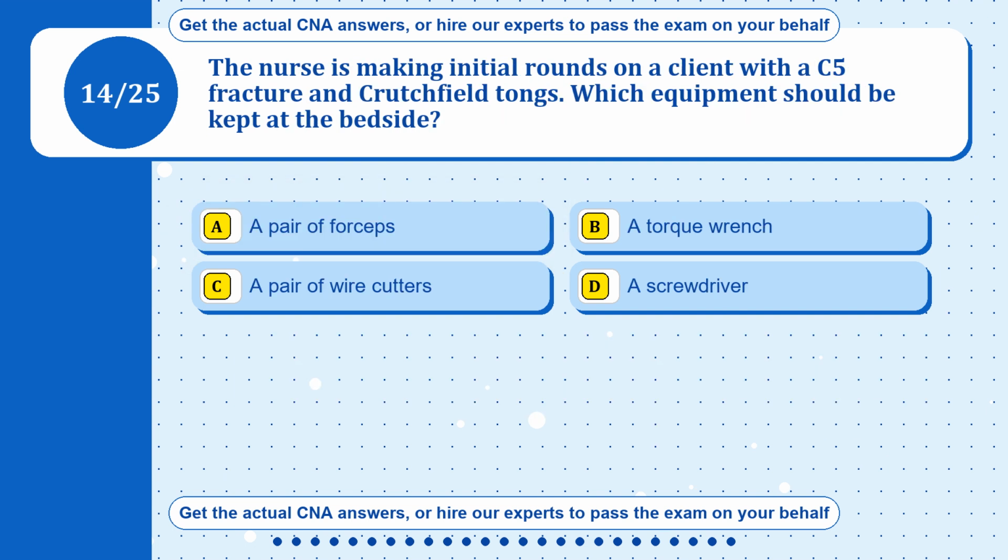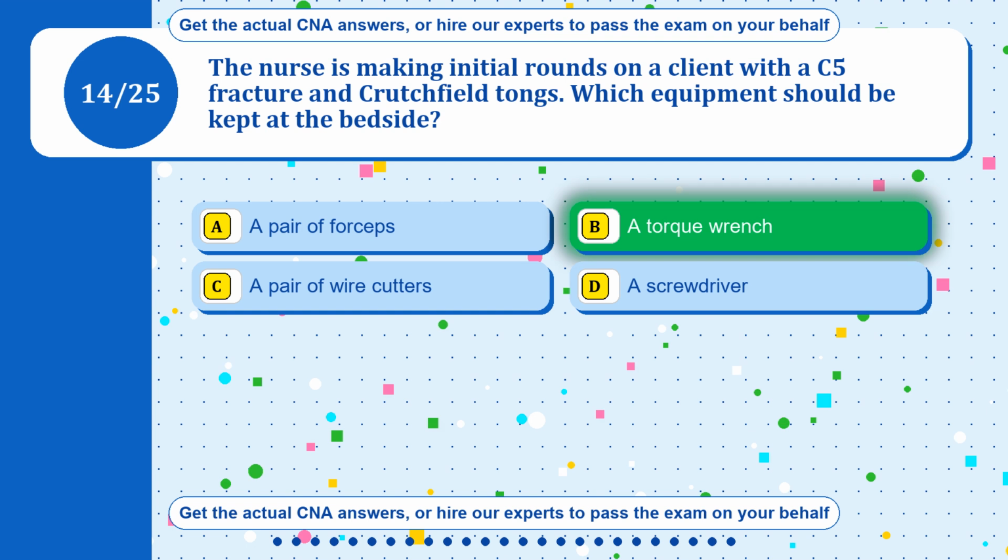Question 14. The nurse is making initial rounds on a client with a C5 fracture and Crutchfield tongs. Which equipment should be kept at the bedside? Option A. A pair of forceps. Option B. A torque wrench. Option C. A pair of wire cutters. Option D. A screwdriver. The correct answer is option B.